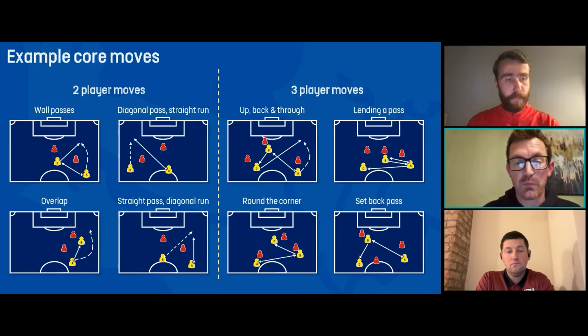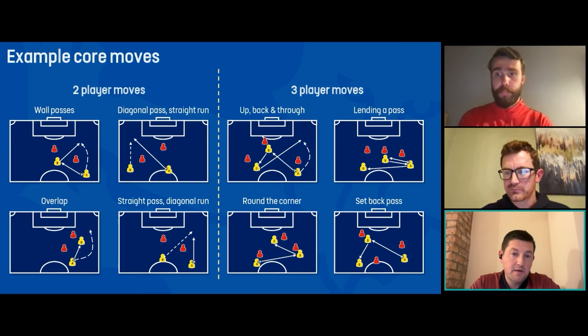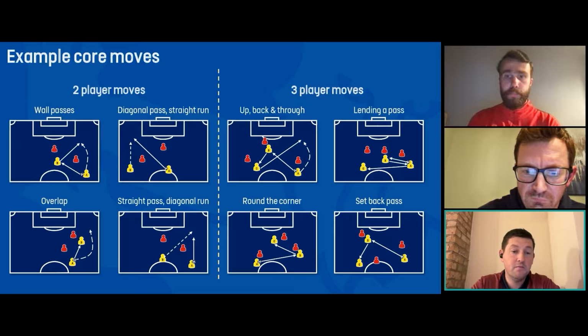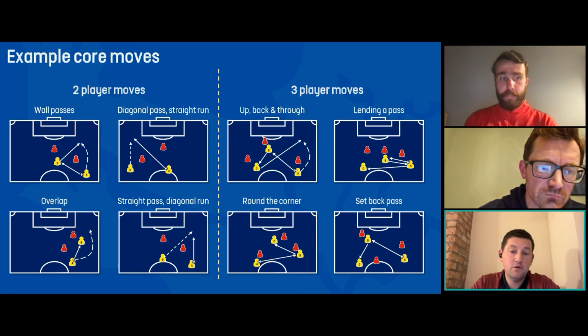I think just to add on to that, it's really important that coaches recognise that depending on the age and stage of your players, some of these things will be really difficult to do right now. So, for example, I think we can look at the wall pass or 1-2 or whatever terminology you use at your club as being something that, for me, the youngest of players can be taught over a period of time.